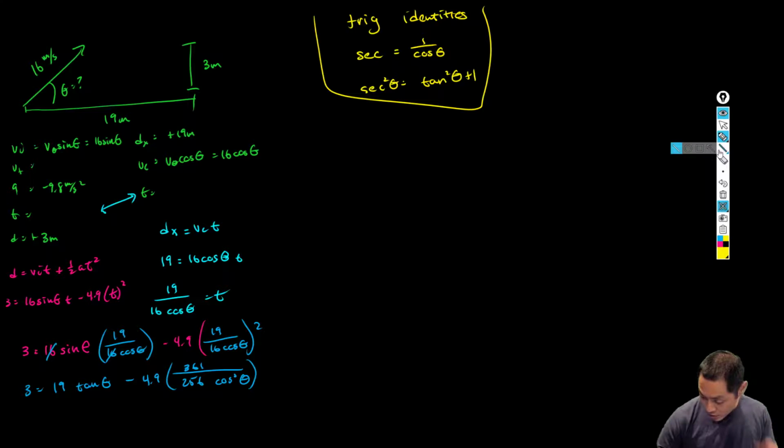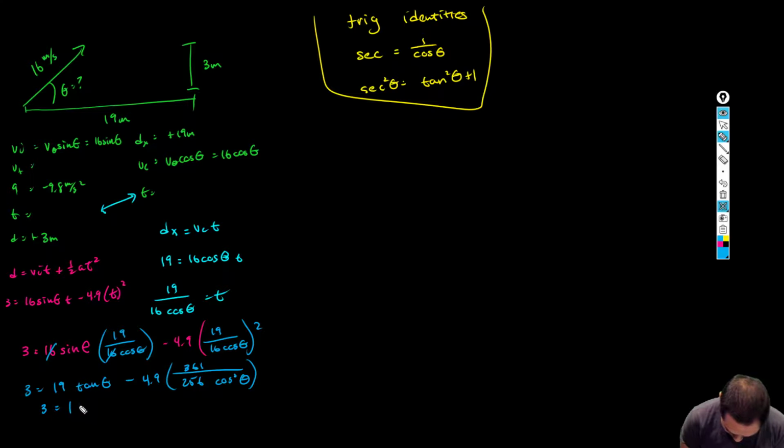But I want to simplify this so I could use those trig identities. So it's pretty ugly, but it gets better. 3 equals 19 tangent theta equals this number right here, which I'm going to simplify. 4.9 times 361 divided by 256. And you get minus 6.91, and then 1 over cosine squared is going to be secant squared theta. Okay, so now we have the following.